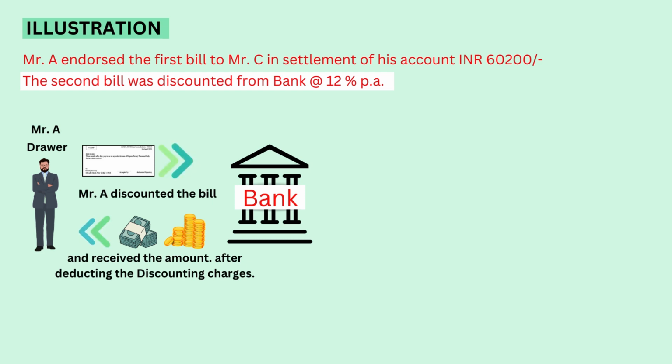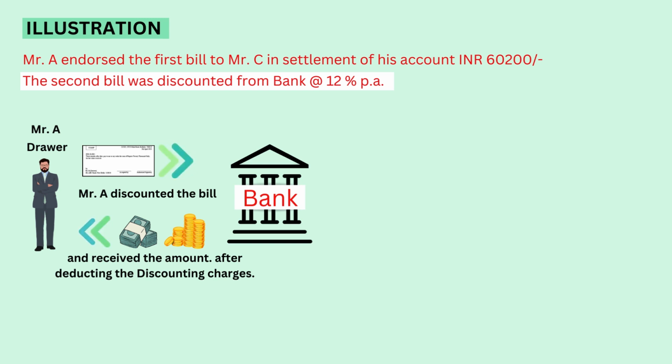It is 12% per annum. The bill was raised and accepted on 1st April 2023 and Mr. A discounted the bill on the same day. We know the bill was raised for 2 months. It means it will be payable as on 4th of June 2023. If you don't know the rule for calculation of date for bill of exchange, please refer to our earlier video on bill of exchange where it has already been discussed in detail.